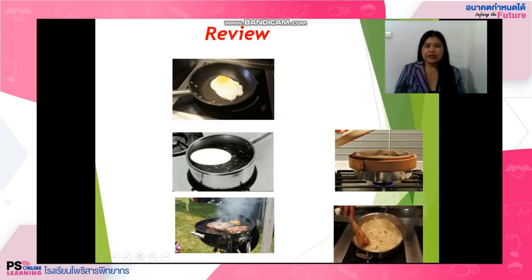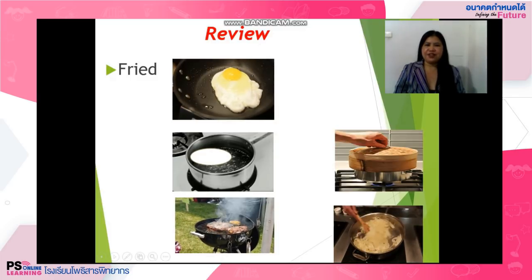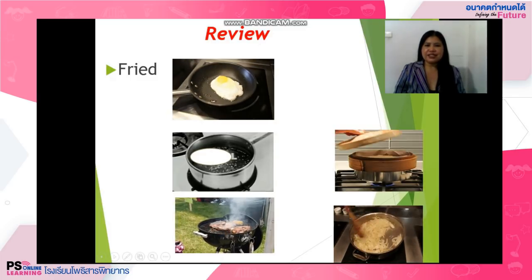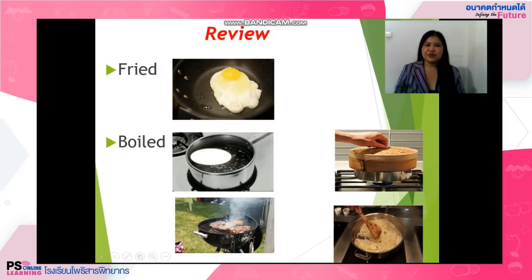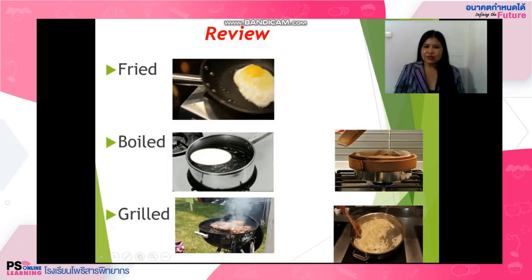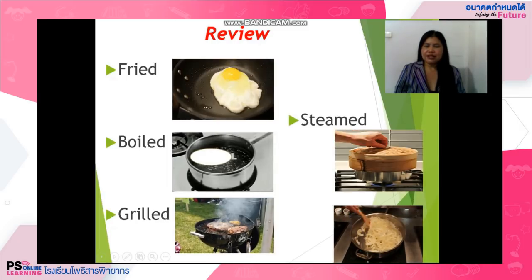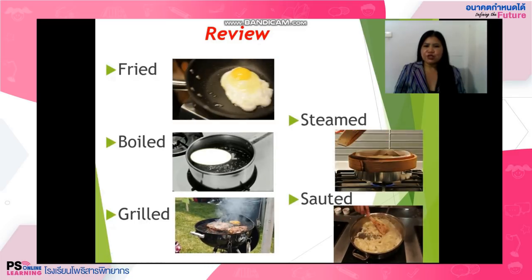So the first one is fried. Okay, very good. Next one is boiled. Next one is grilled. Next one is steamed. And the last one is sauteed.